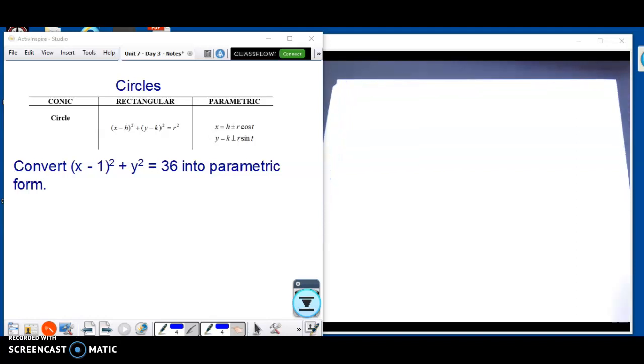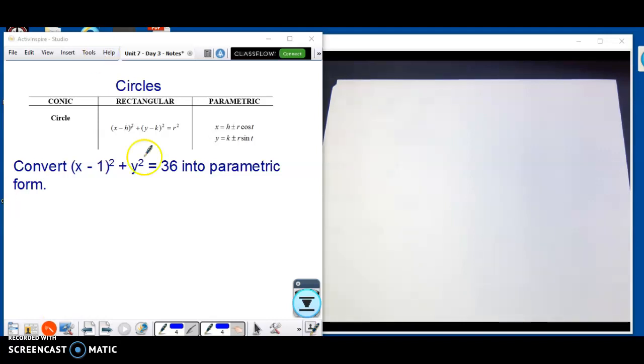Okay, so we have looked at lines and we have looked at parabolas. So next we're going to move on to our conic sections, so circles, ellipses, and hyperbolas, and we're going to see how those can be in parametric form.